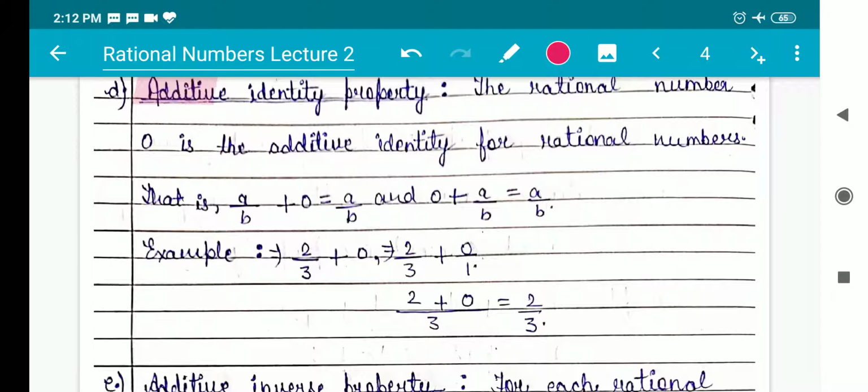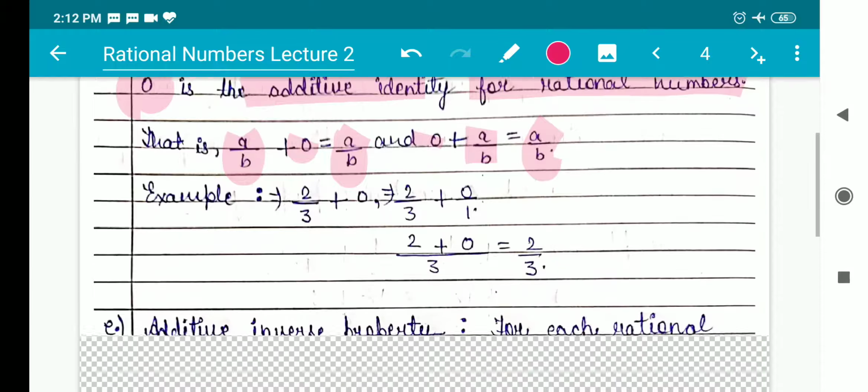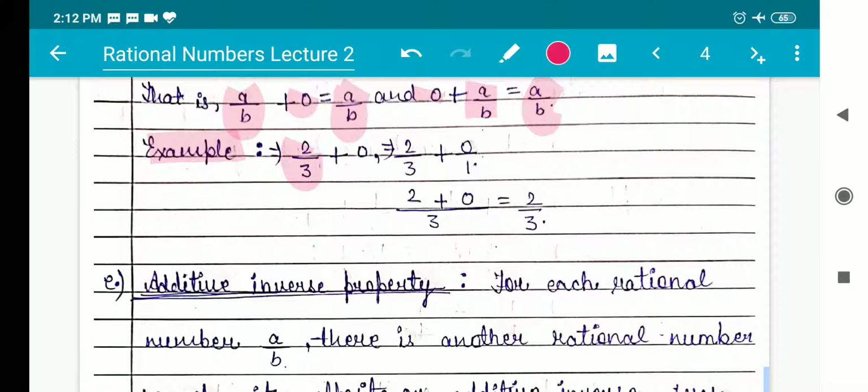Fourth one is the additive identity property. The rational number 0 is the additive identity for rational numbers. That is, a by b plus 0 is equal to a by b, and 0 plus a by b is also equal to a by b. It means that if we add 0 to any rational number, we ultimately get that rational number only. We will not get any change in the rational number. Example, 2 by 3 plus 0 equal to 2 by 3. There is no change in the result. This is called the additive identity of rational numbers.